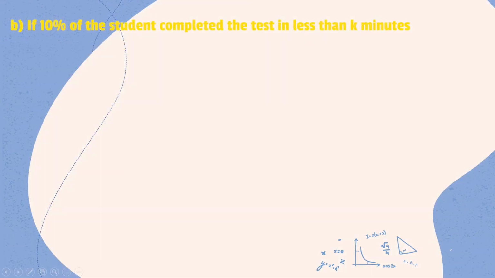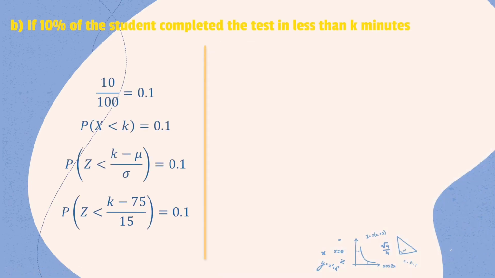For B, the keywords are 10% and completed the test in less than k minutes. So we convert the percentage into a decimal and we get 0.1. For this question, we're going to use the same formula, normal distribution. So P(Z < (k minus mu) divided by standard deviation), where mu is 75, our mean, and the standard deviation is 15 minutes, equal to 0.1.